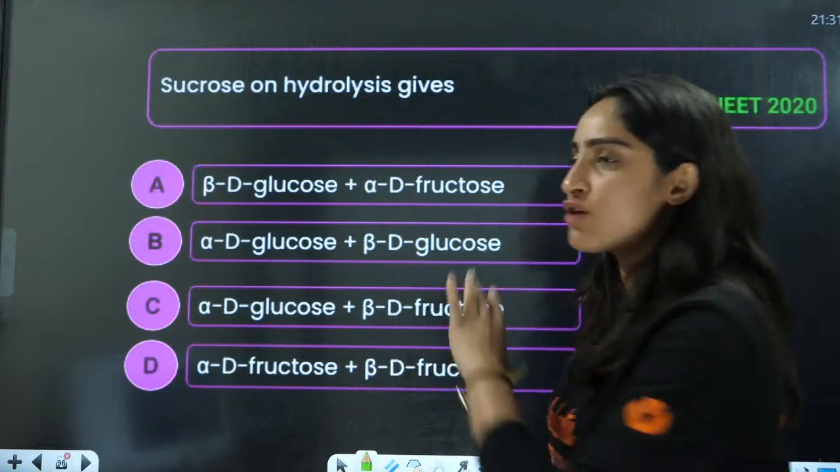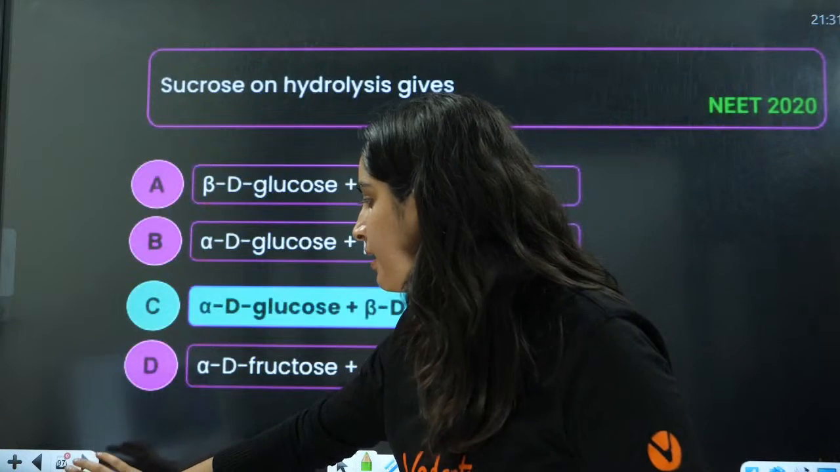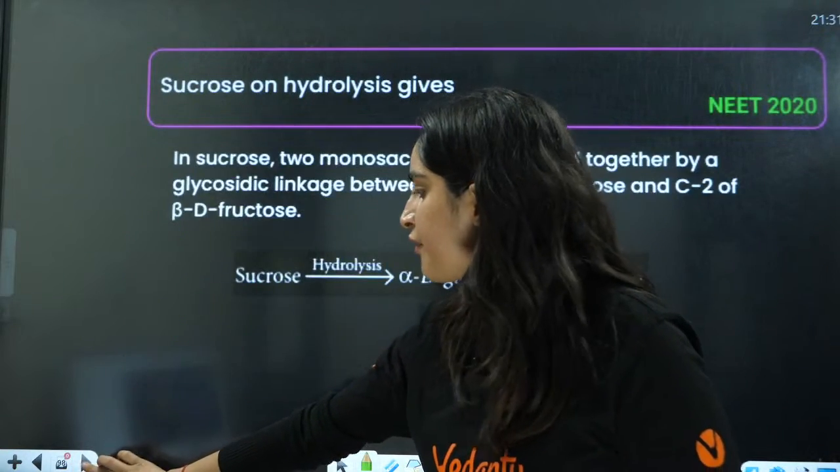Next is sucrose on hydrolysis. It gives what, everybody? Yes, it gives alpha-D-glucose and beta-D-fructose, right? Okay, that's the first thing.